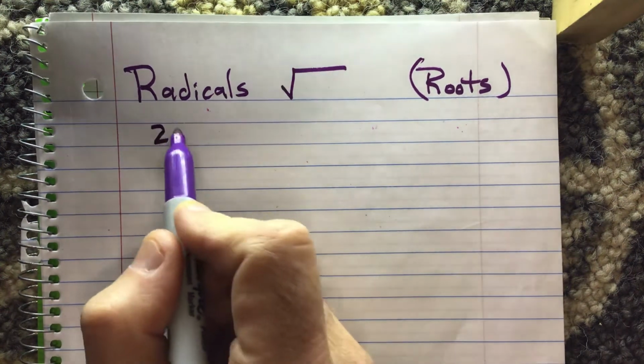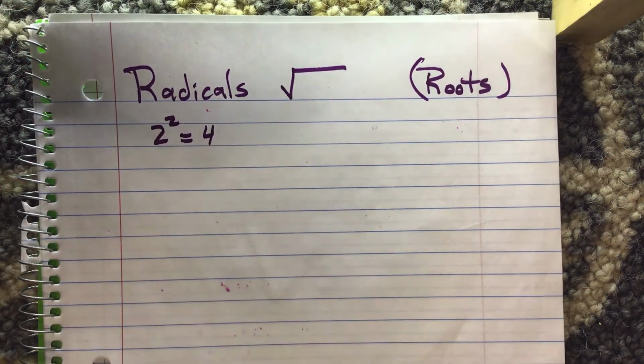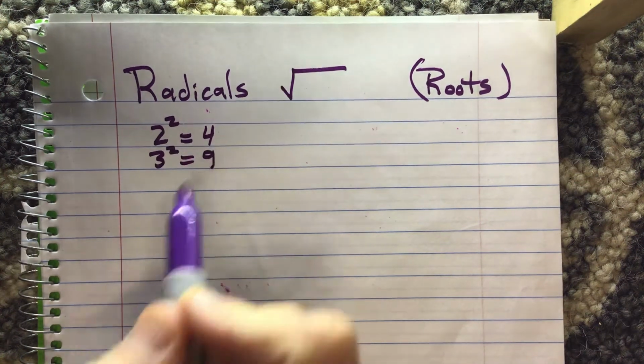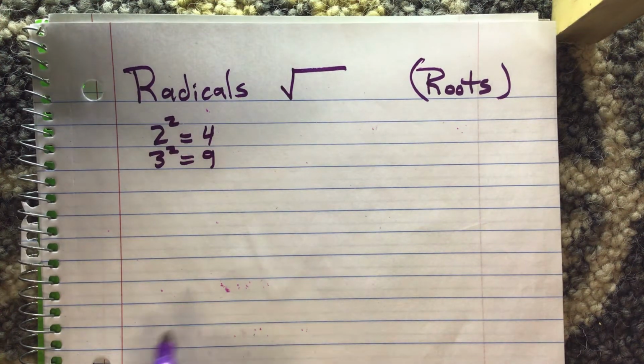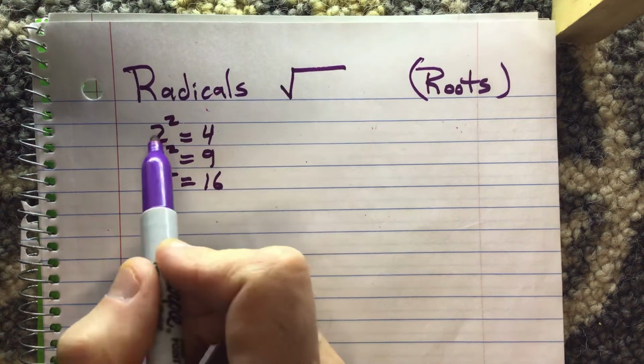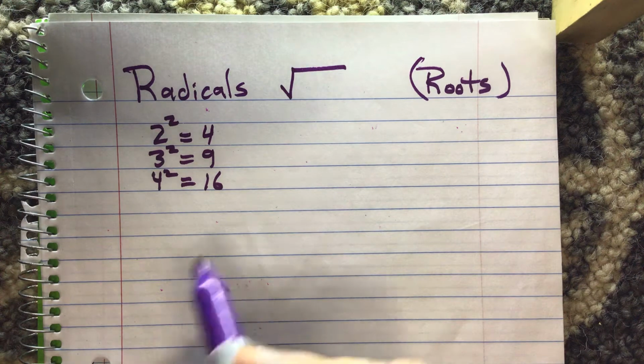So we know that if we raise 2 to the second power, that equals 4. In other words, 2 times 2 is 4. 3 to the second power is 9, because 3 times 3 is 9, and so forth. So 4 to the second is 16. Well, the opposite of this is called squaring, or raising it to a power. The opposite is taking its root.